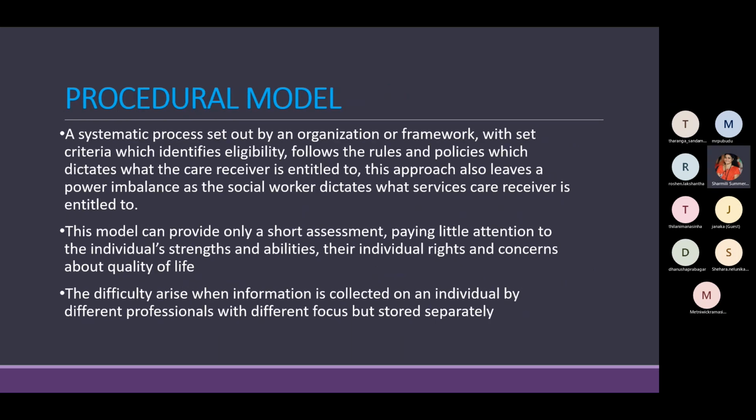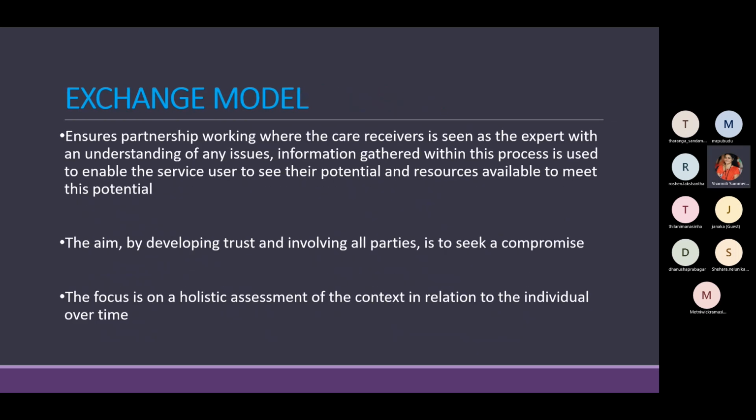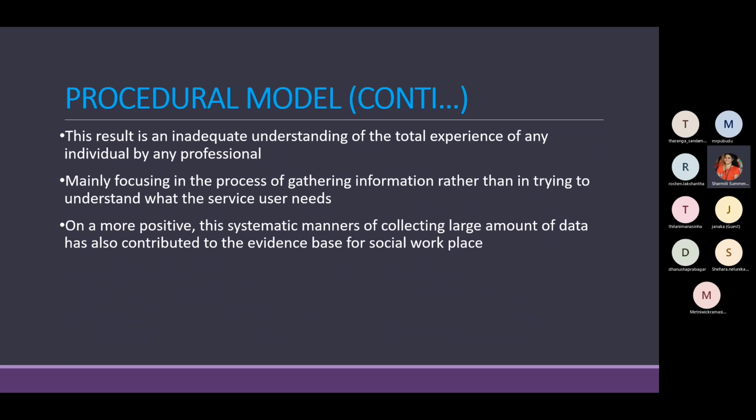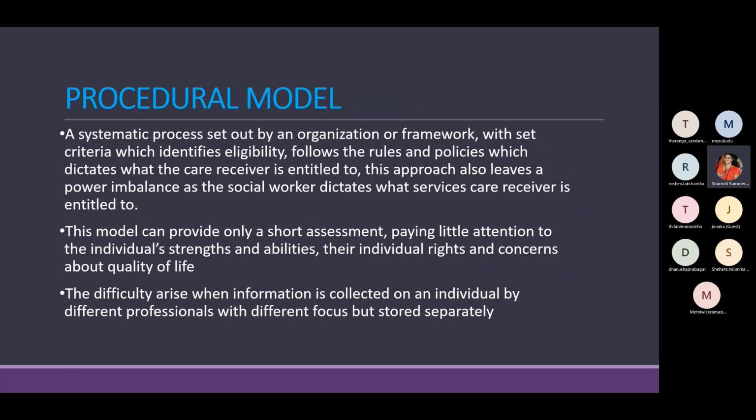There are three models: the procedural model, the questioning model and the exchange model. We will see them one by one. So what does the procedural model mean? It is a systematic process set out by an organization or institution with criteria which identify eligibility and follow the rules and policies which dictate what the care receiver is entitled to. This approach also leaves a power imbalance, as the social worker dictates what services the care receiver is entitled to.